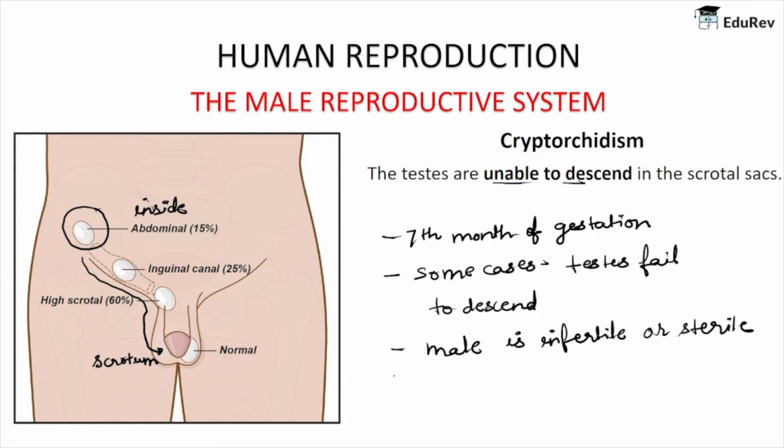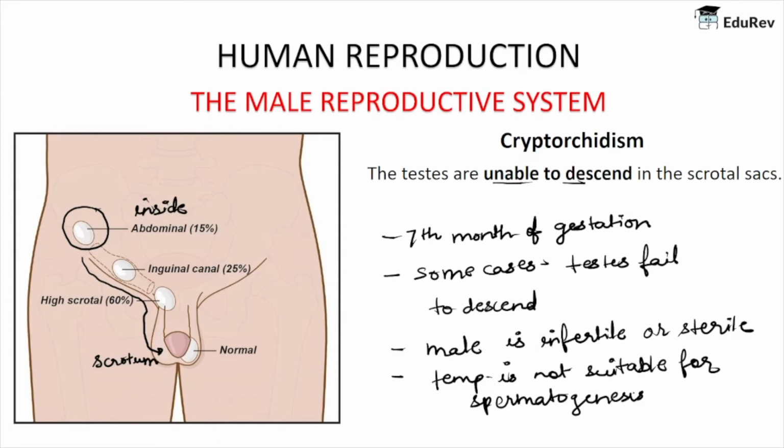The reason why the male becomes infertile or sterile if the testes remain inside the abdominal cavity is that the testes do not get the appropriate temperature for spermatogenesis. The temperature is not suitable for spermatogenesis. And this particular condition is called cryptorchidism.